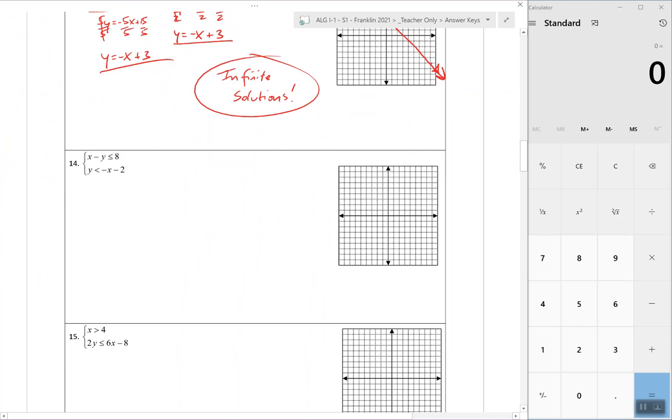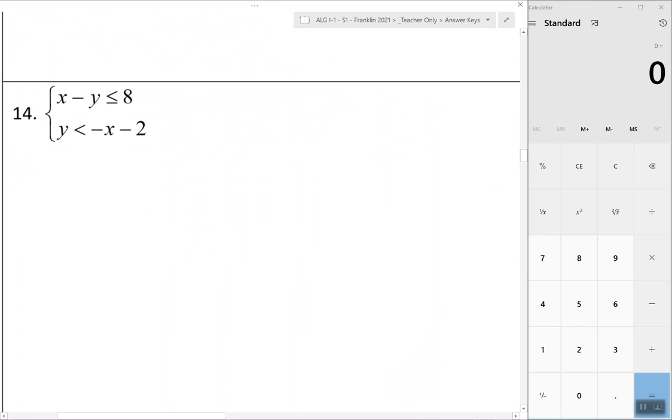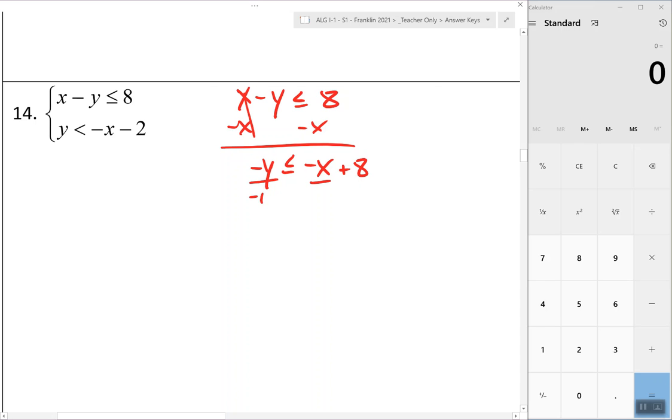Now 14 is a system of inequalities. So let's first solve this first one for y. Subtract x, -y is less than or equal to -x plus 8. We're going to divide by -1. What that does, remember, is flip the symbol. So y is greater than or equal to x minus 8 is our line there.